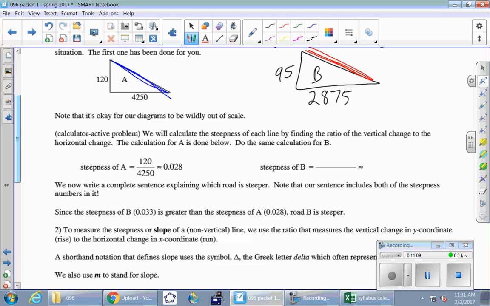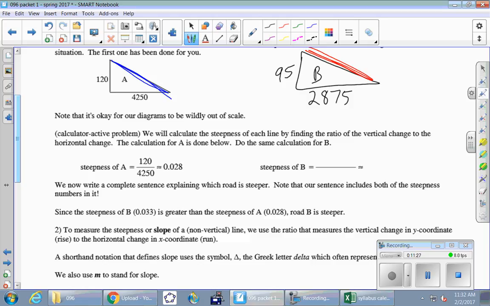120 feet up corresponding to 4,250 feet horizontally. Okay, and then I typed that into my calculator and I got about 0.028. It's not exact. Okay, we're going to play the same game over here.